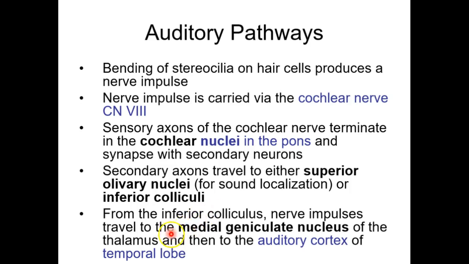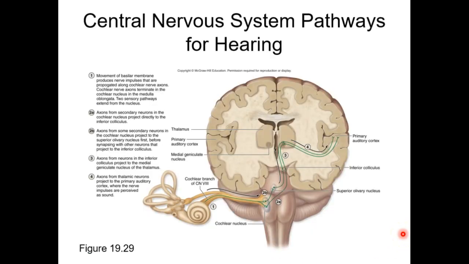Let's see. I promised that visual was lateral geniculate nucleus. Auditory is medial geniculate nucleus of the thalamus. It's just a synapse place. And then it goes to the auditory cortex. Where's the primary auditory cortex? Temporal lobe. Yep. So again, I don't want you to overthink this one.